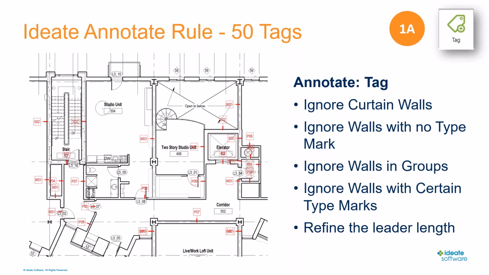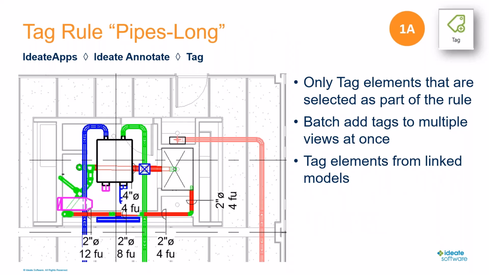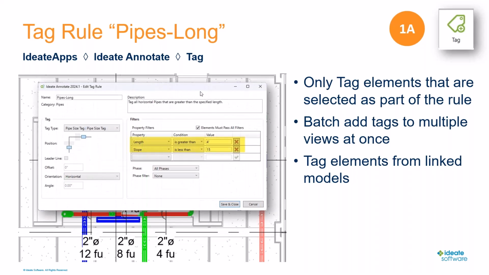So in this particular case, I've said ignore curtain walls, ignore walls with no type mark, ignore walls that are located in groups, ignore walls with certain type marks that I may want to exclude, and then I also want to refine the leader length. Okay, so it gives you a much cleaner, more refined selection. And then here's another example with MEP. Again, you can tag elements that are only selected as part of the rule, and you can batch add tags to multiple views at once. So let's go ahead and take a look at that.